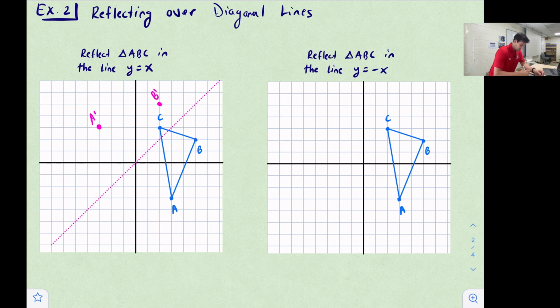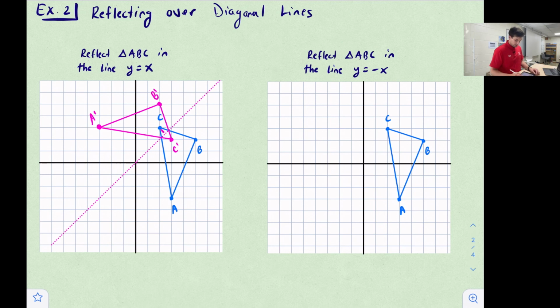And then for C, it's kind of just half away, so it'll be half on the other side. And there's C prime. Whoops. All right, we'll just leave that little piece there. So now let's connect our points, A prime to B prime to C prime, and C prime back to A prime. And we have reflected that blue triangle over that diagonal line.